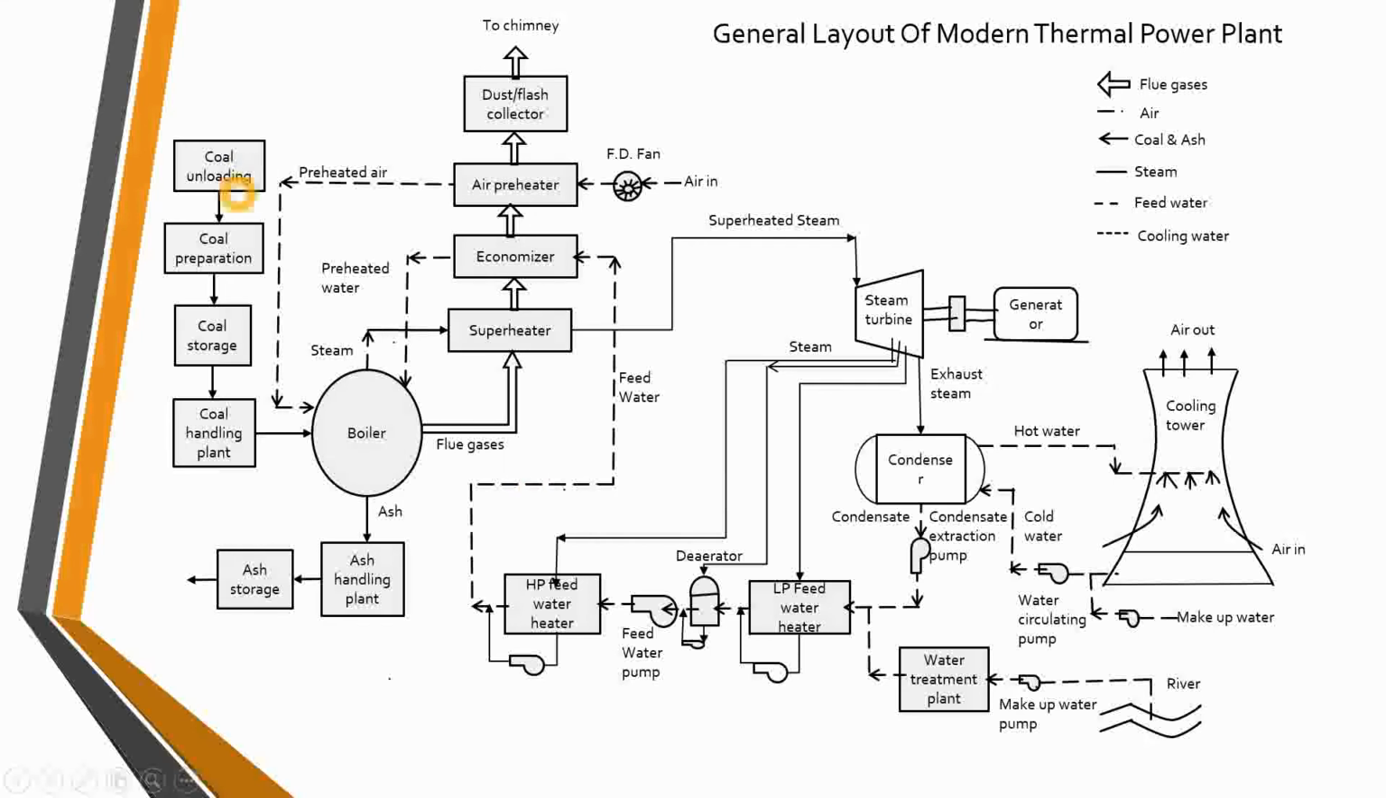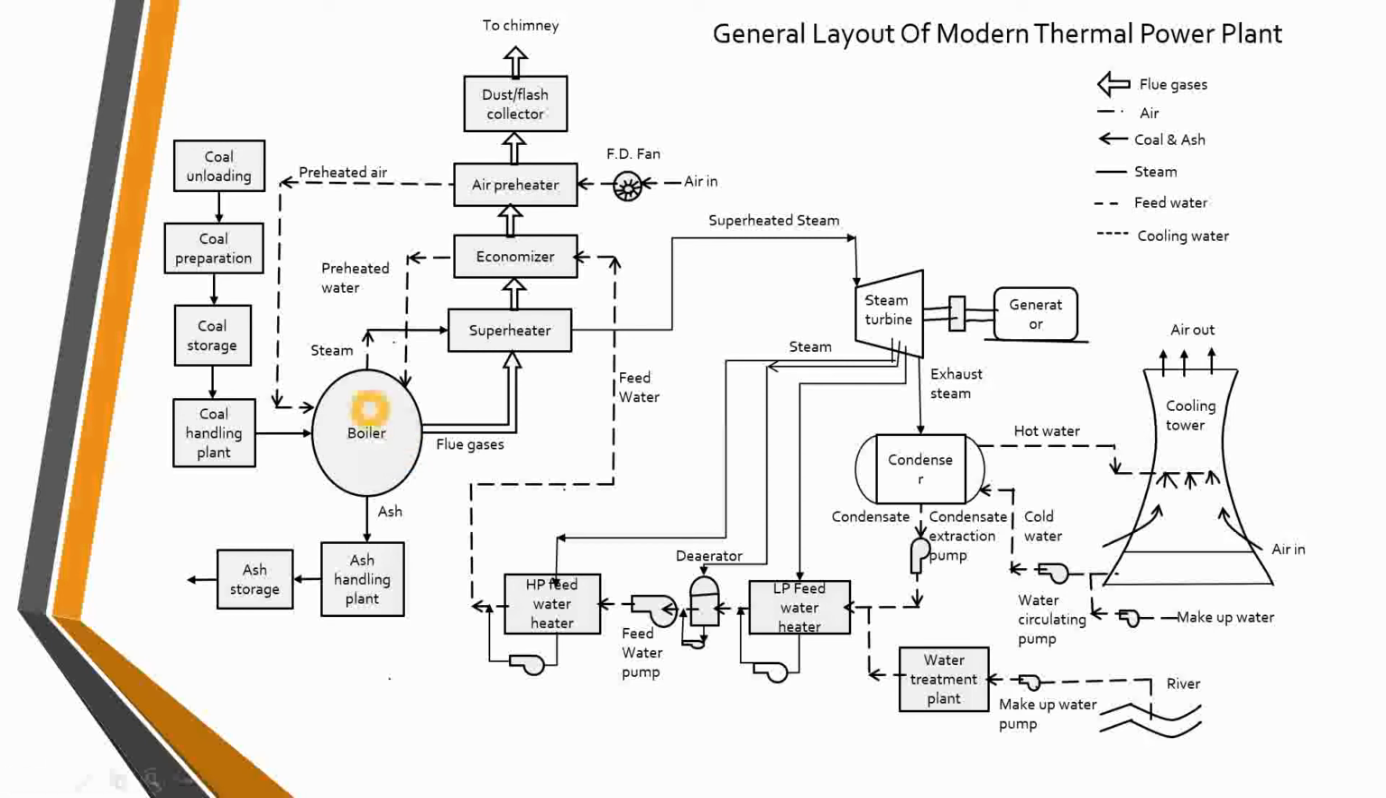First, we unload our burning material, which is obviously coal. Then we prepare the coal; generally, we pulverize it. Then we store the coal in our storage or inventory section. By the conveyor belt and moving system, the coal is provided into the boiler furnace, where it is burned and we get heat. That heat is utilized in the boiler to convert water into steam.